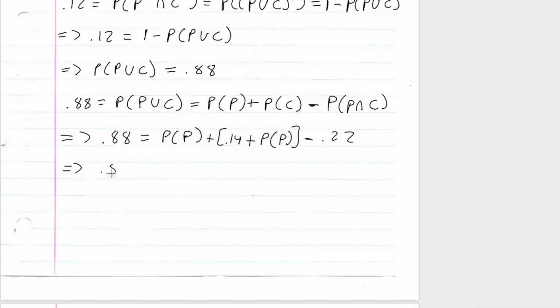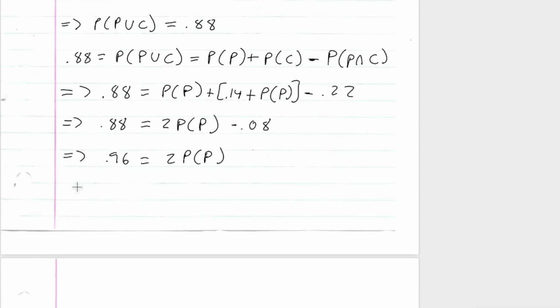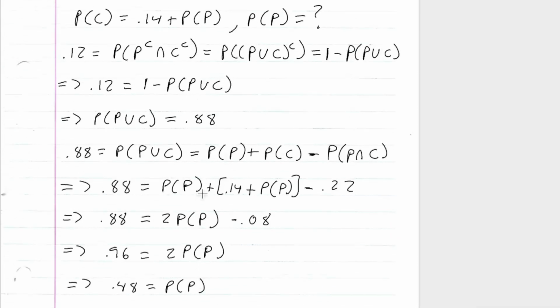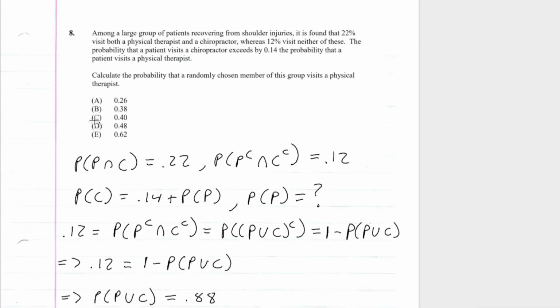0.88 is equal to, so the probability of P plus the probability of P is 2 times the probability of P, and then 0.14 minus 0.22 is negative 0.08. I'm just going to add 0.08 to both sides to get 0.96 is equal to 2 times the probability of P. I can divide both sides by 2 to get 0.48 is equal to the probability of P. So 0.48, D, would be my answer.